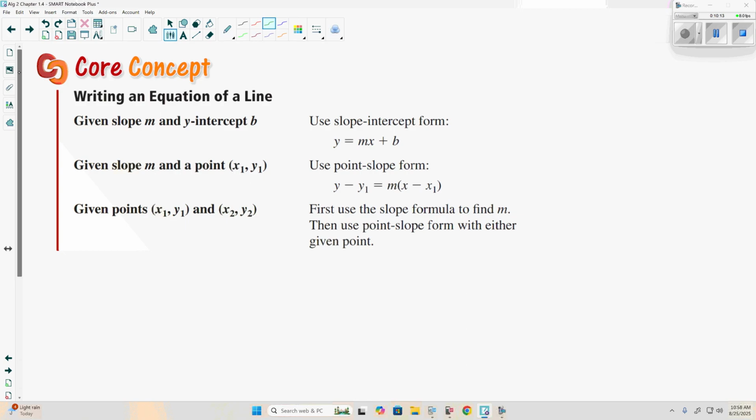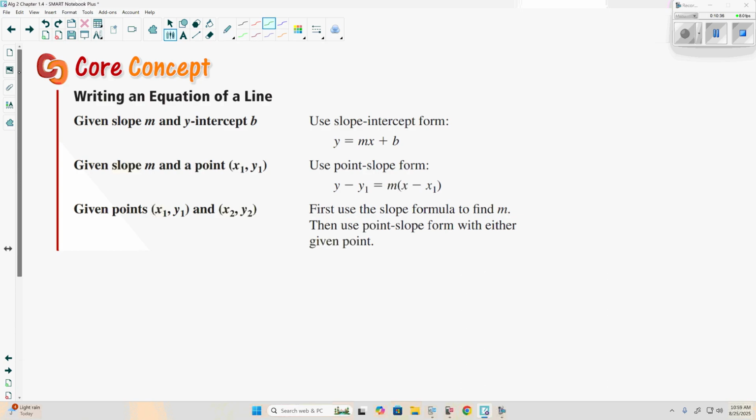We're going to move on to our notes for today, 1.4. Now, equations of lines. We have three main types for equations of lines. Our first one is slope-intercept form, point-slope form, and two-point form.